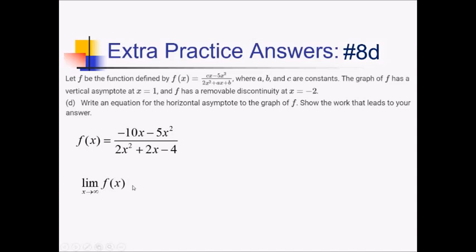So to do that, I'm just going to choose my champion, use the dominant terms on each side of the fraction. In the numerator, this negative 5x squared is the fastest growing function. And in the denominator, it's this 2x squared. So just reducing that, we get negative 5 over 2. So they wanted me to actually write an equation here. So let me write y equals negative 5 halves for my horizontal asymptote.